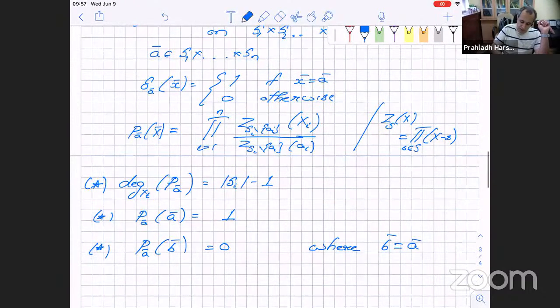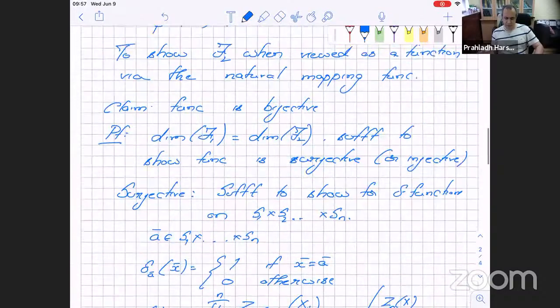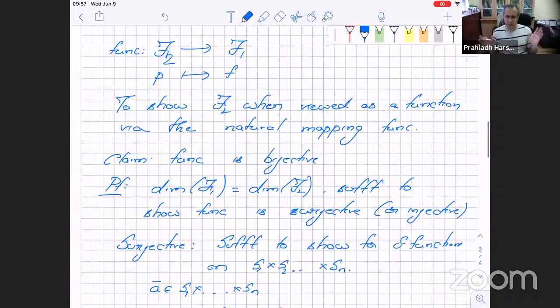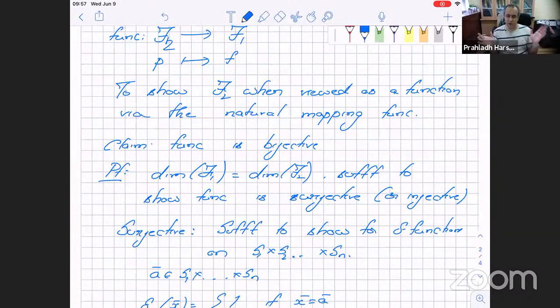So in particular, P_A bar is equal to delta A bar, viewed as a function. So in particular, it is surjective. Okay, so this question is actually extremely simple. What's happening here? I'm just elaborating this a bit too much. But are there people with me so far?